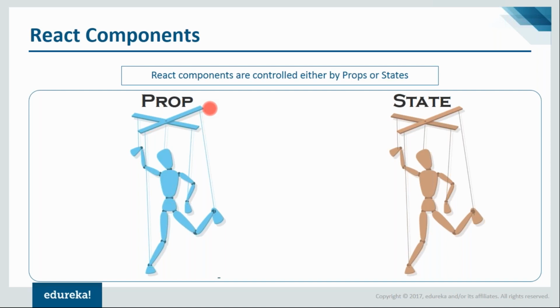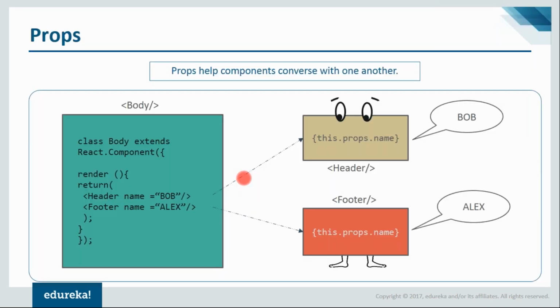Now that you know what React components are, let's go into details about the two important aspects of components, and those are props and states. Let's first talk about what props are in components. So you will have multiple components in your page, and props are what help you communicate with other components. Supposing you want to invoke your child component, then the parent component does so with the help of props.